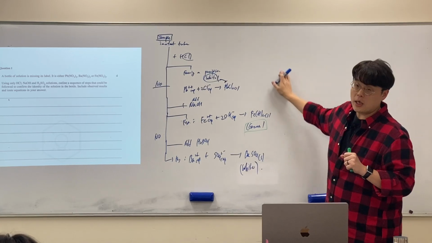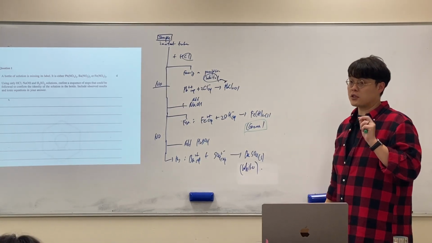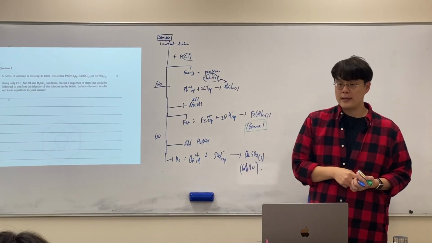Good. Flow chart is done. Now, what you need to write here, when you're writing the outline, because that's writing the methods, you can't just say, hey, I add hydrochloric acid.